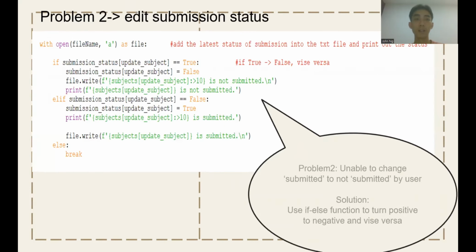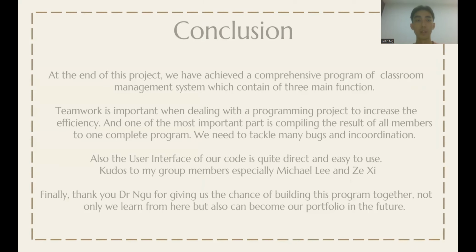And the second problem I met is edit submission status. I'm unable to change the submitted status to not submitted status. So the solution is I use an if else function to turn positive to negative and vice versa. So there's a double equal to recognize if it's true or false, and if it's true, it will use the single equal to turn it into false.